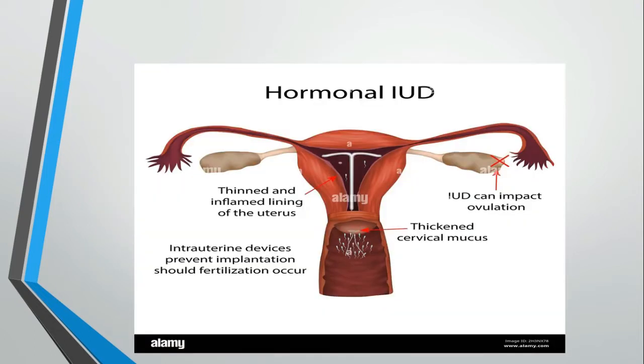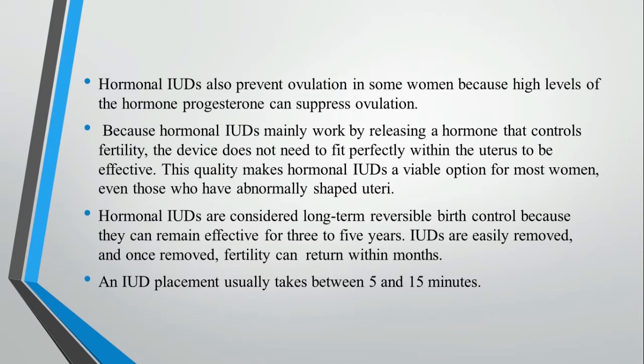So this is a pictorial representation of what the IUD looks like. You can see it inside the uterus looking like a T in there. The hormonal IUD also prevents ovulation in some women because high levels of the hormone progestin can suppress ovulation.